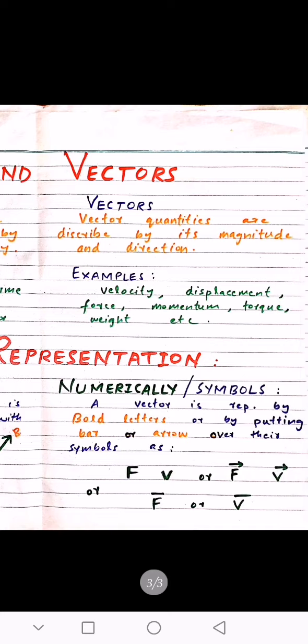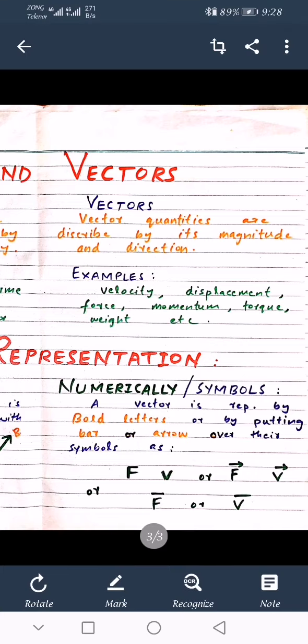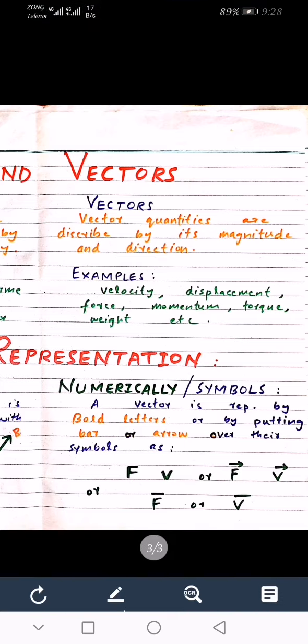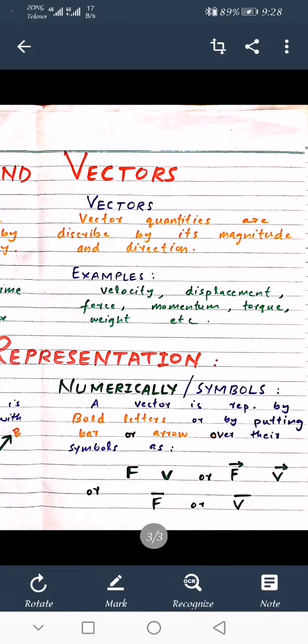Numerically, a vector is represented by bold letters or by putting a bar or arrow over their symbols. For example, F. If we use bold F, then it is a vector. If we write bold V, then it is a vector. And similarly, by putting an arrow over F and over V, we can represent a vector numerically.